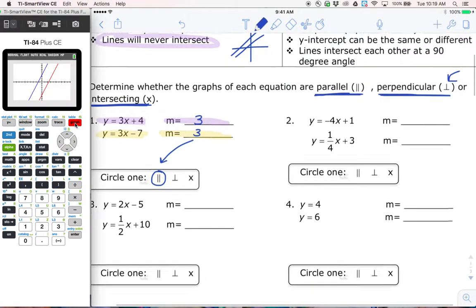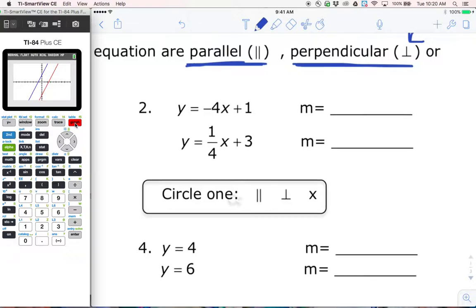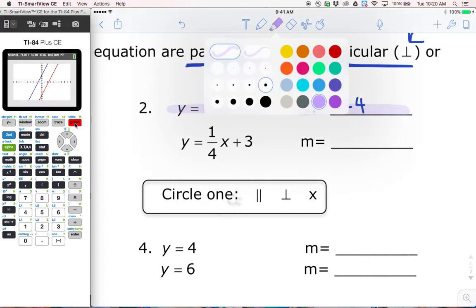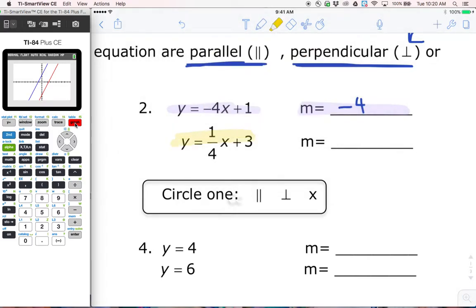Let's go ahead and look at problem number 2. All right, the top equation in purple, what is my slope here? Hopefully you can quickly tell me it's -4. For the next one, we have a different equation here. I'm going to do that in yellow. What's my equation for this one? Sorry, not my equation, my slope. Just 1/4. Now I'm going to go ahead and tell you that these are perpendicular lines.